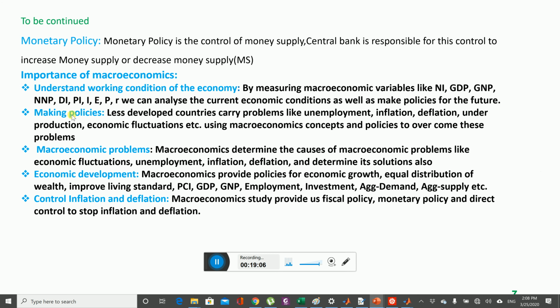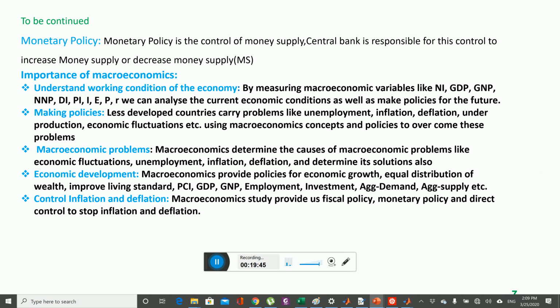The second one, macroeconomic study provides us policies. So, making policies. Usually less developed countries carry many problems, like the problem of unemployment, underproduction, the problem of inflation, deflation, lack of resources, the problem of political instability, peace, security. These are all macroeconomic problems, and macroeconomic study makes policies on how the government can overcome these problems.